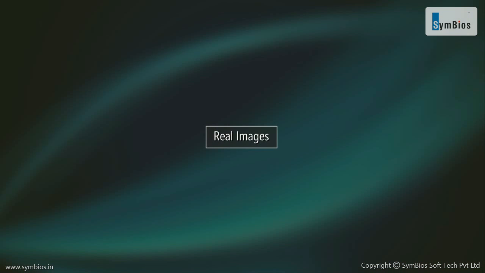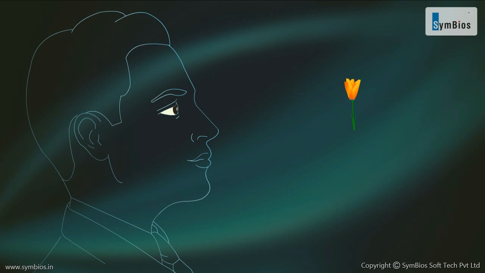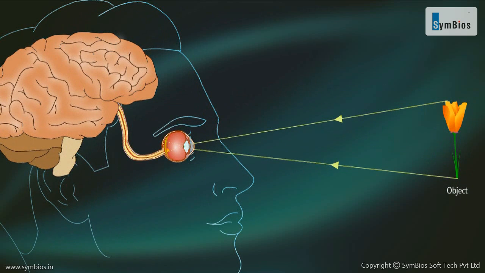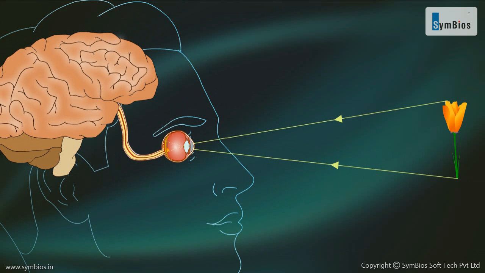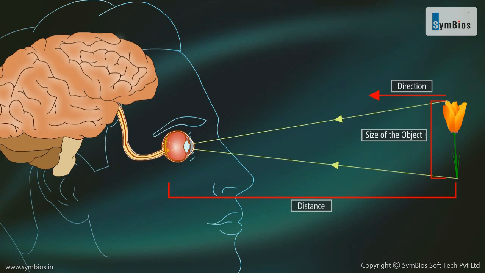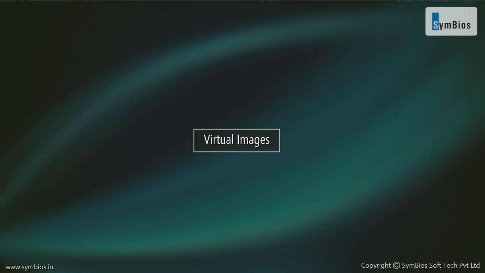Real images. Let us now understand how real and virtual images are formed. When light from an object enters our eyes, its real image is formed on the retina, which is the screen of the eye. This image is smaller than the object and is inverted. The brain is able to analyze that light travels in straight lines. It is able to calculate the direction, distance, and size of the object. Therefore, when you see the image of an object, it is correct in size, in the correct direction, at the correct distance, and upright.